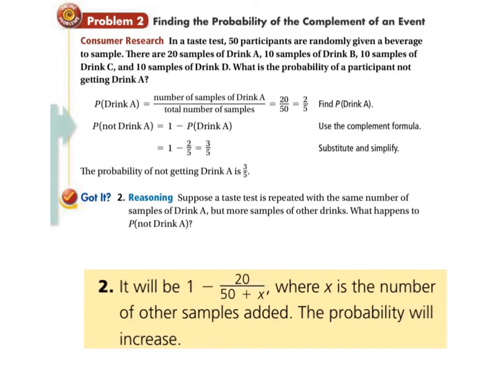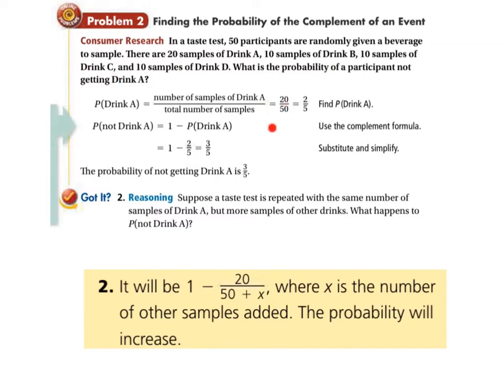Find the probability of the complement of an event. Now we know that word complement, again, from our work with sets. So it's the opposite of it. The rest of the other stuff, the stuff you didn't want. In a taste test, 50 participants are randomly given a beverage to sample. There are 20 samples of drink A, 10 of B, 10 of C, 10 of D. What is the probability we'll not get drink A?